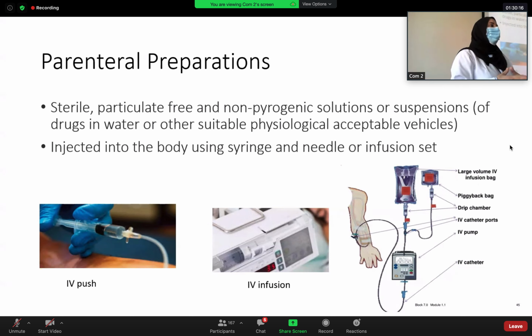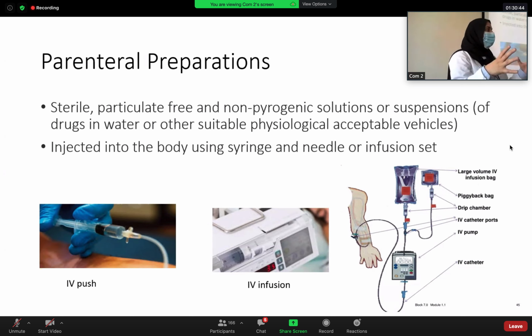And this infusion can be continuous throughout the day, like 24 hours, or can be intermittent, like every 8 hours, you will infuse the medication for 1 hour. And then after another 8 hours, you will infuse it for another 1 hour, and so on. So that's what we mean by IV infusions or drips. These are the terminology you will probably hear.